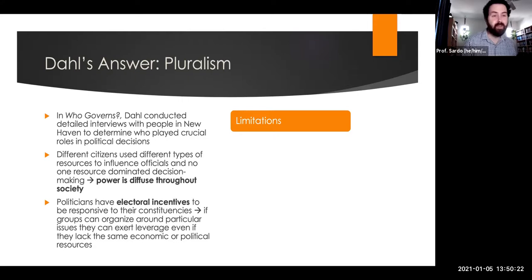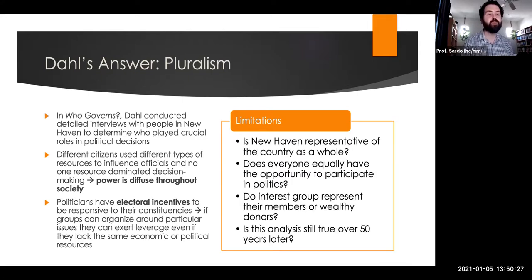So there are some limitations to this theory, however. The first is, is New Haven representative of the country as a whole? This might be an accurate description of small towns, but is it an accurate description of how politics at the national level works? Does everyone actually have equal opportunity to participate in politics? Is power as diffuse in society as pluralists think it is? Do interest groups represent their members or wealthy donors? Are interest groups actually pluralist? Or are interest groups just a way that elites can exert power in a democracy?